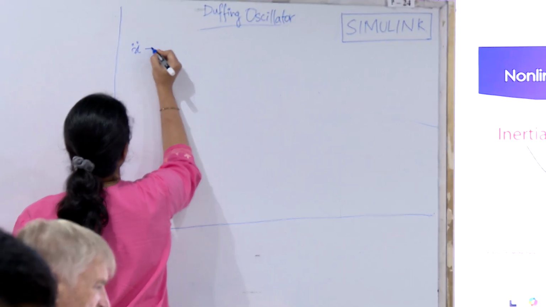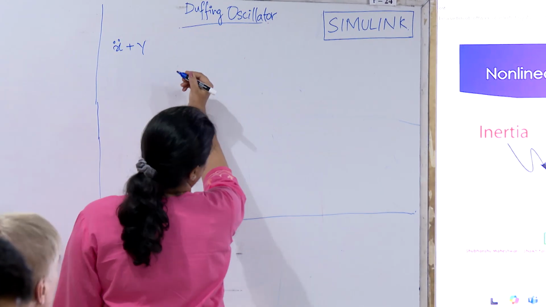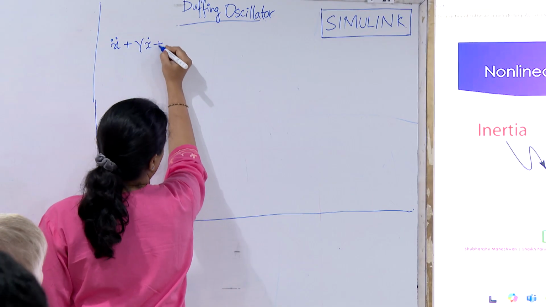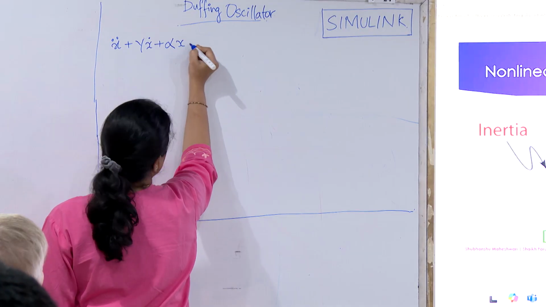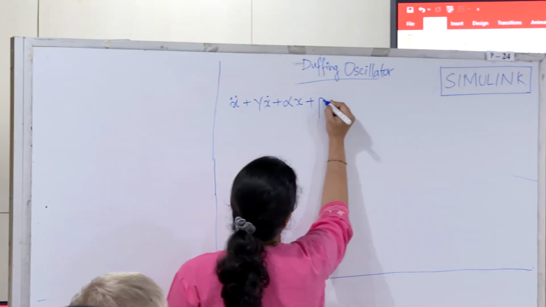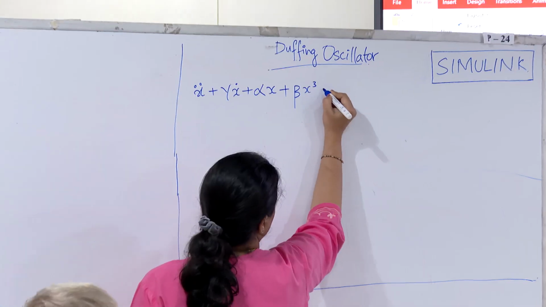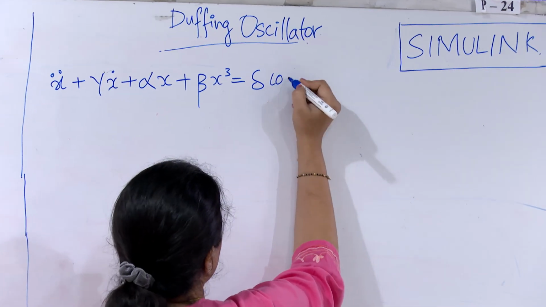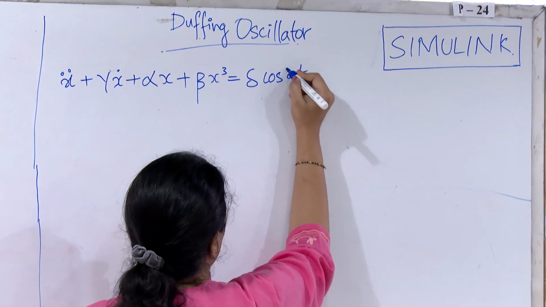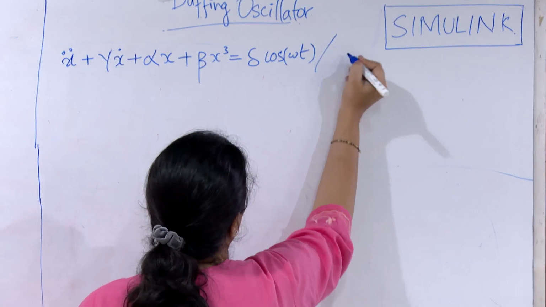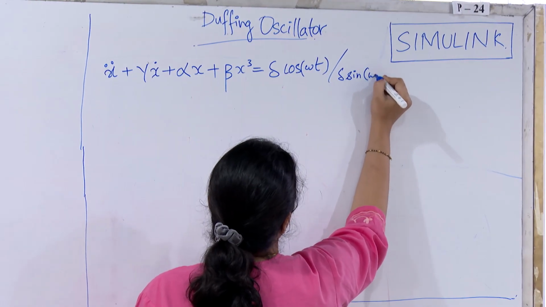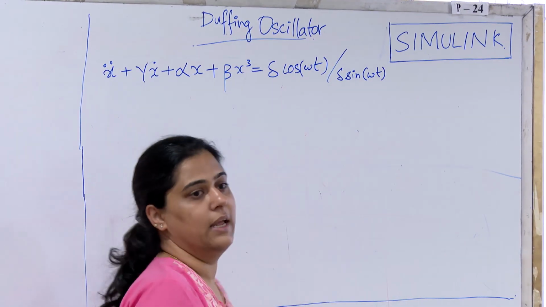x double dot plus gamma x dot plus alpha x plus beta x cube is equal to delta cos omega t or sin omega t, anything you can take. It's just a sinusoidal force that you want to take. It can be delta cos omega t or delta sin omega t. It just needs to be harmonic, as we are considering a harmonic force.